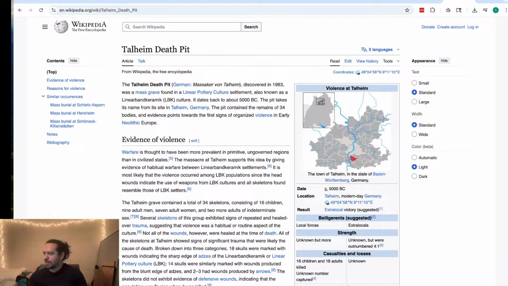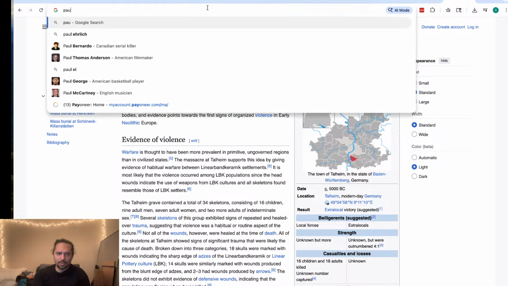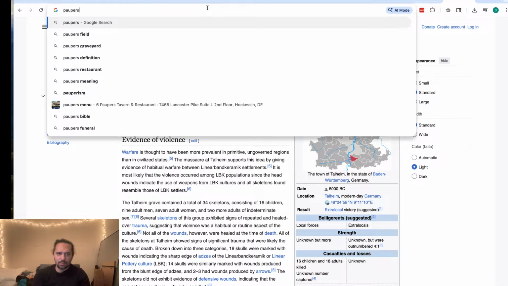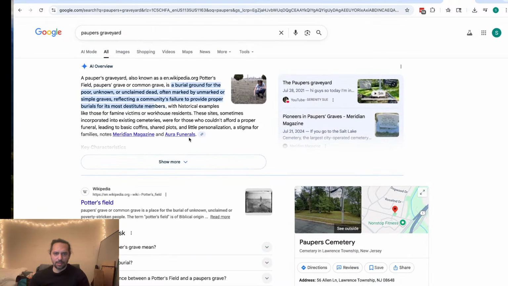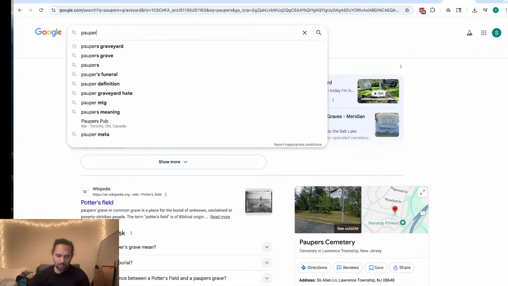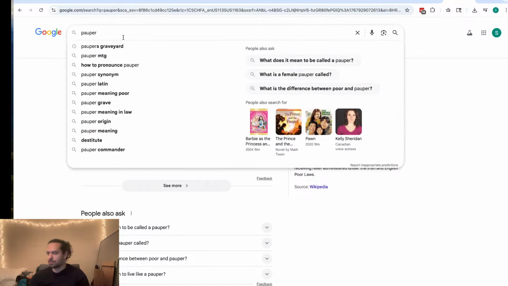Pauper's grave. I don't know what that means. Pauper's graveyard. Pauper is like Potter's Field, like a poor person. What does pauper mean? Pauper means like someone who's poor, right? Yeah, a very poor person, a pauper. I see. So there's one in Mount Laurel. I don't know about that one.